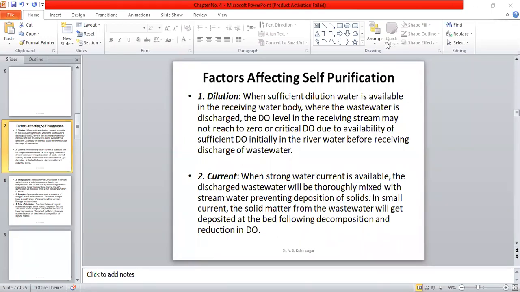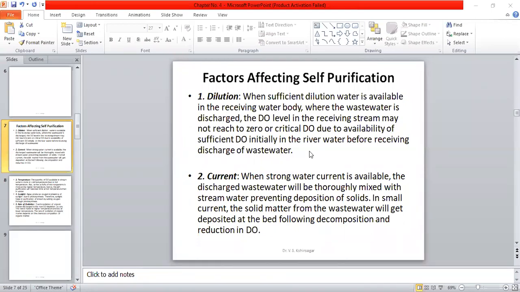Okay, now we'll see what are the factors affecting the self purification process. So the first one is dilution. When sufficient dilution of water is available in the receiving water body where the wastewater is discharged, the DO level in the receiving stream may not reach zero or critical DO, due to the availability of sufficient DO initially in the river before receiving the discharge of wastewater.